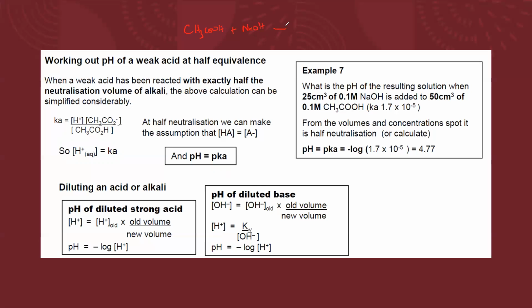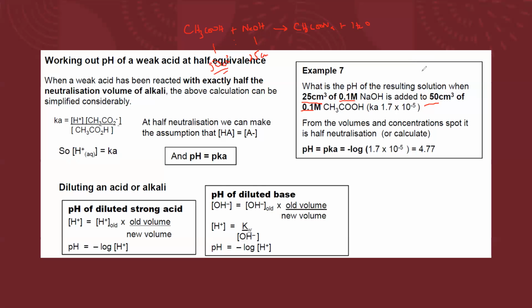This will result in the formation of sodium ethanoate plus water. So 25 cm cube of 0.1 and 50 cm cube of 0.1. The concentrations are the same, and the simplest ratio between them is 1:1. But how much volume of sodium hydroxide? 25 cm cube, and the volume of ethanoic acid is 50, so the volume of ethanoic acid is twice. It means half of the ethanoic acid will react and the remaining half will be unreacted.